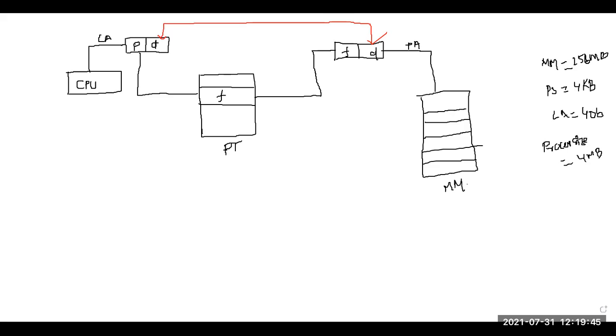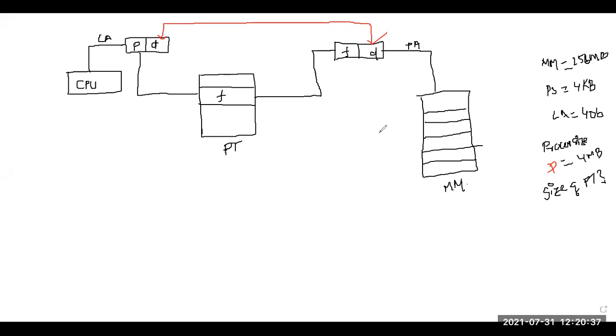Now what we have to calculate is the size of the page table. For this process, what will be the size of my page table? I have to calculate the size of this page table for this particular process P of 4 MB. Is it clear to all of you what we are going to calculate? Any doubt? Yes, audible, sir. Fine, so we have to calculate the size of this page table.